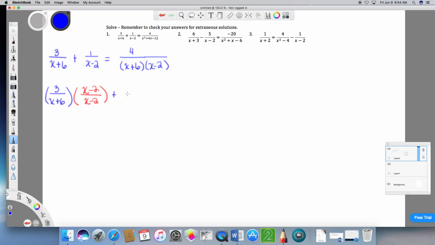And when we do the same thing with this second term, we see that it has a factor of x minus 2, and then it's missing a factor of x plus 6. So we multiply by the number 1, but we write the number 1 as x plus 6 over x plus 6. On the right-hand side, we have the denominator we want, so we don't do anything to this fraction.